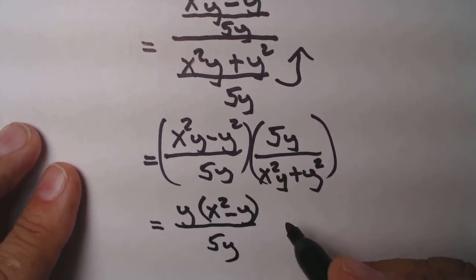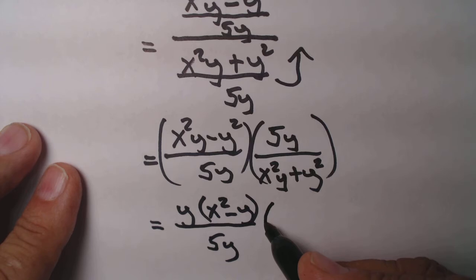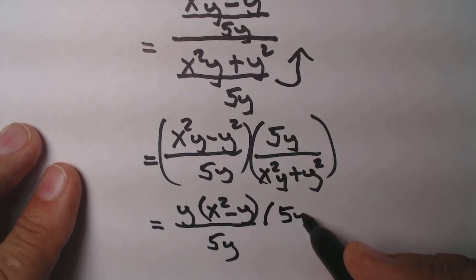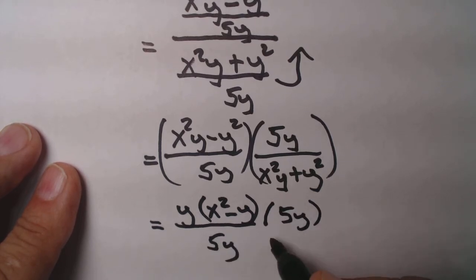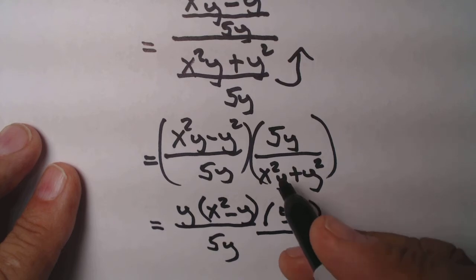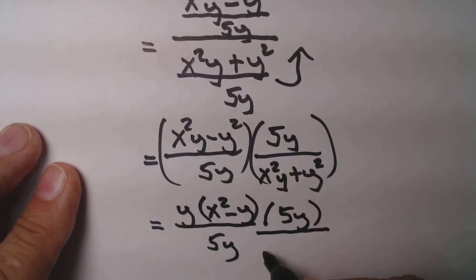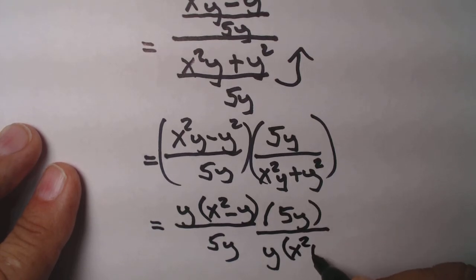And then the next guy here, we, of course, have got the 5y upstairs. Here it is, all over. Well, there's a common y down here. I can factor it out. Here it is, y, and I got x squared plus y.